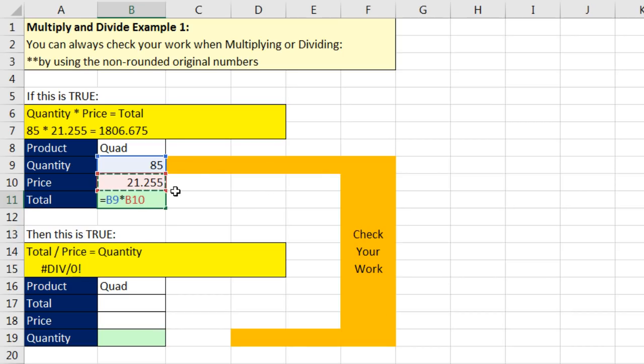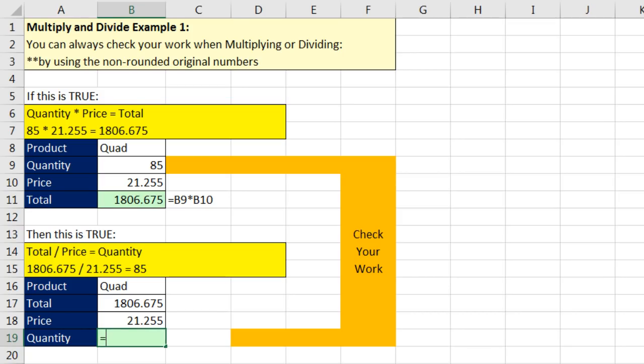But no problem. We're multiplying. This will give us a total. If I take that total and divide it by whichever one of these, I better get the other one. Enter. So that's the total. By the way, when you're checking with multiplying and dividing, you have to use the non-rounded original numbers. So I'm going to, looking with my eyeballs, type that one down here, 1806.675, and enter. The price was 21.255, and enter. Total divided by this, better get 85.